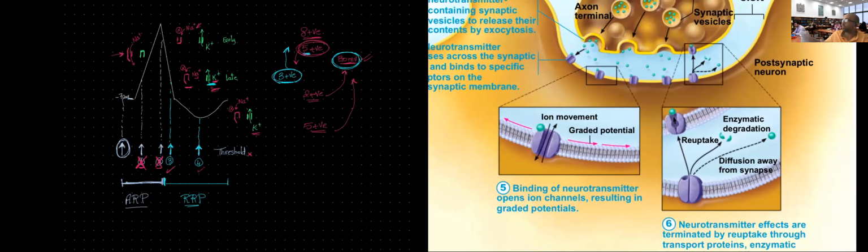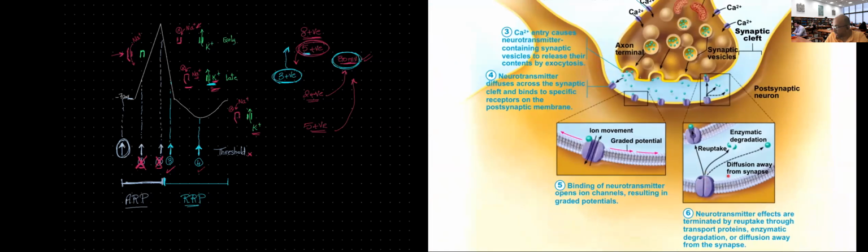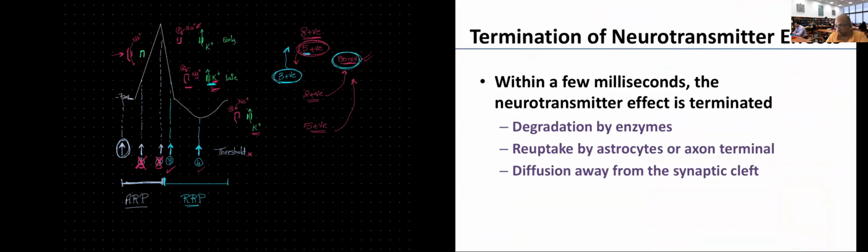Because if I release the neurotransmitter and it is kept attached to the receptor, what's going to happen? It will create many more signals in the postsynaptic neuron, and it will have a prolonged action. I don't want to have this prolonged action, so what will I do? I will degrade the neurotransmitter, or I will diffuse it away from its receptor, or I will reuptake it back by the presynaptic nerve cell.